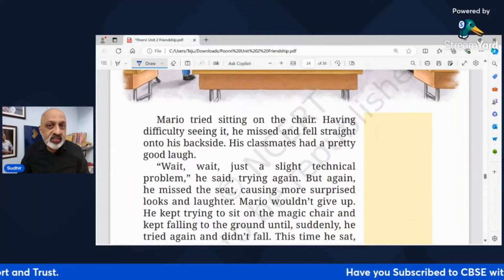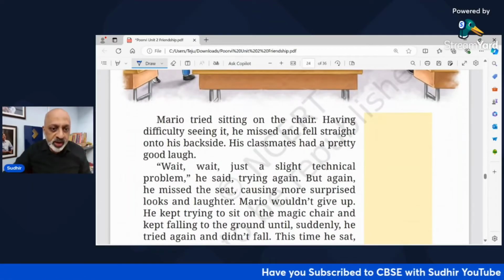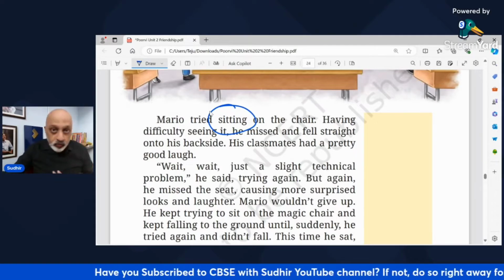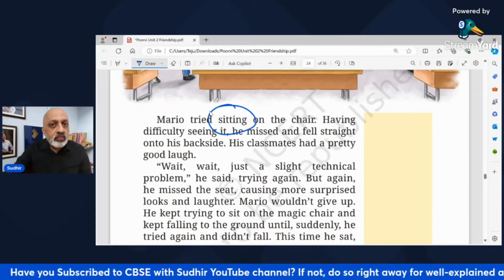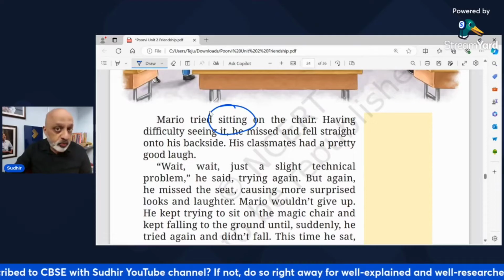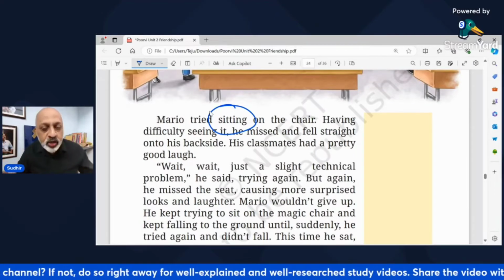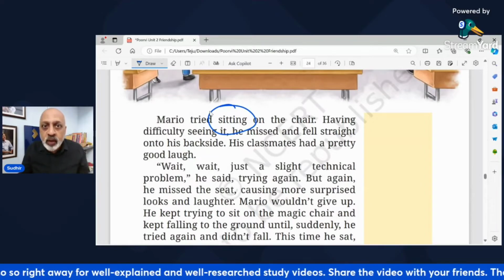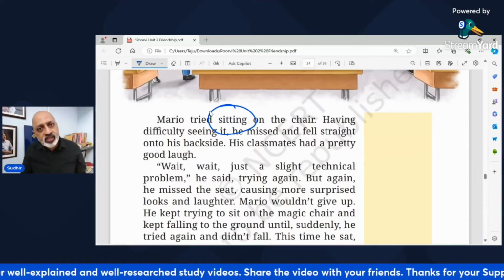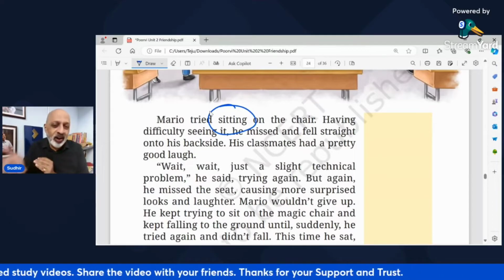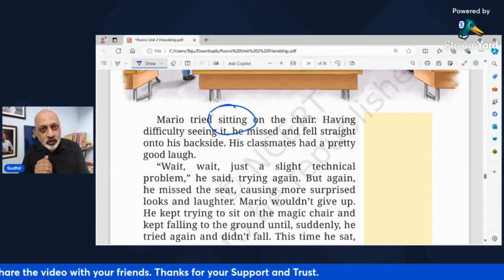Mario tried sitting on the chair. So he tried to sit on the invisible chair. Obviously, he couldn't see it. He missed and fell straight onto his backside. That is, he made the motion as though he's sitting on the chair. But obviously, there was nothing there, so he fell down on the ground. He fell on the floor. His classmates had a ha ha ha ha. What a stupid guy. He fell on the floor.